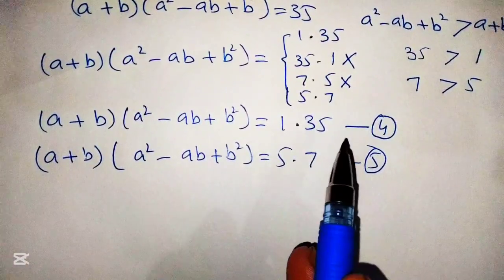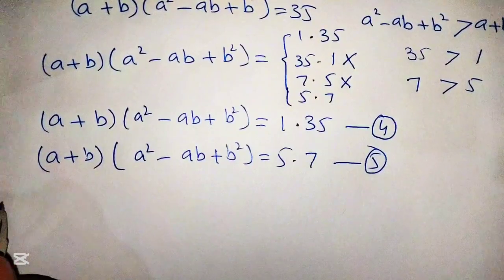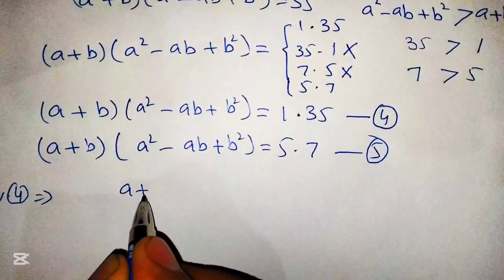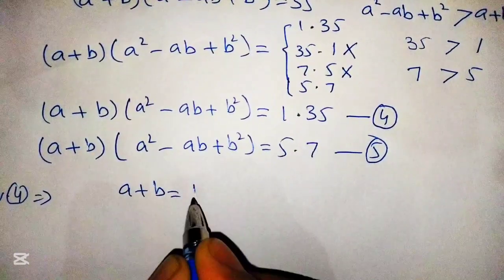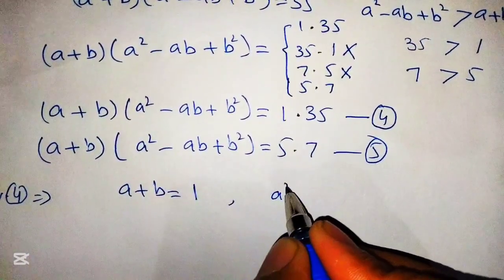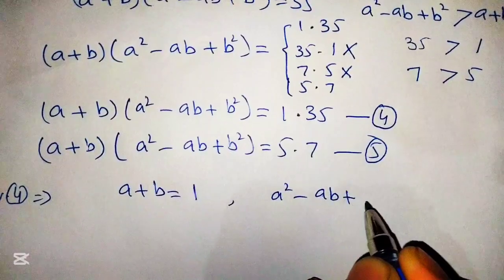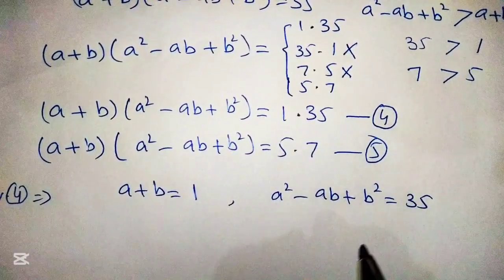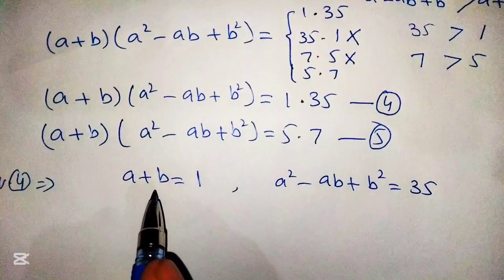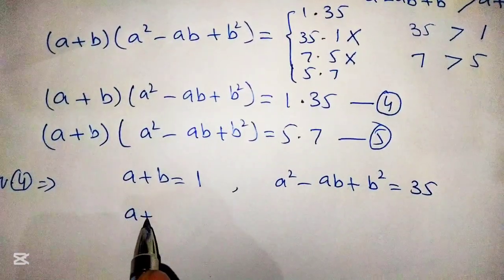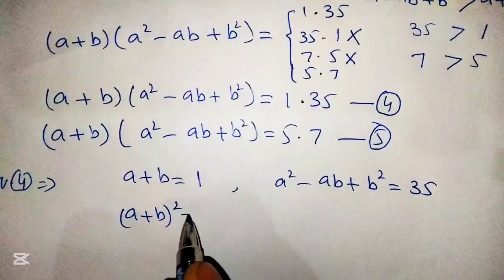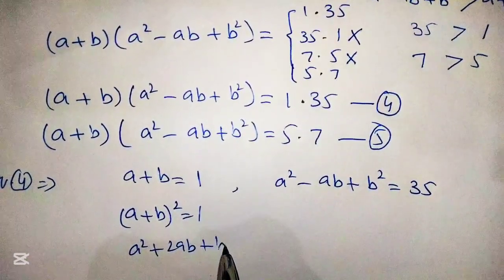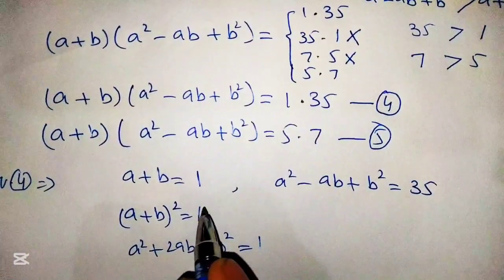First we will solve equation number 4. Equation number 4 implies a plus b is equal to 1 and a square minus ab plus b square is equal to 35. So squaring on both sides we will get a plus b whole square is equal to 1 and a square plus 2ab plus b square is equal to 1.